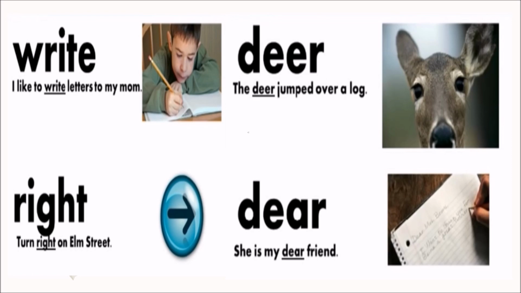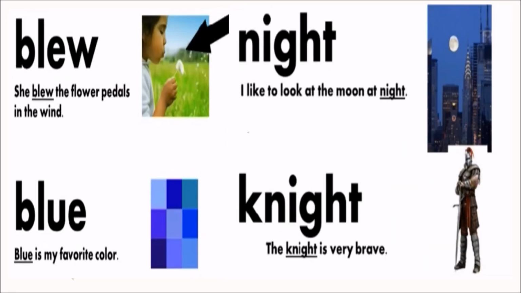First we have write. I like to write letters to my mom. Turn right on Elm Street. Next we have deer. The deer jumped over a log. She is my dear friend. Next we have blue. She blew the flower petals in the wind. Blue is my favorite color.